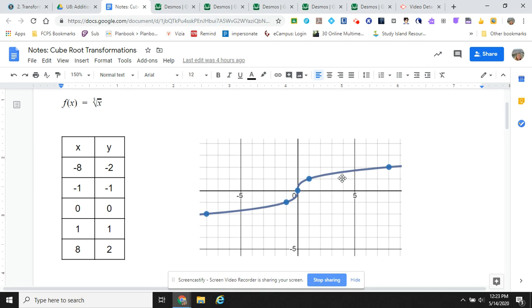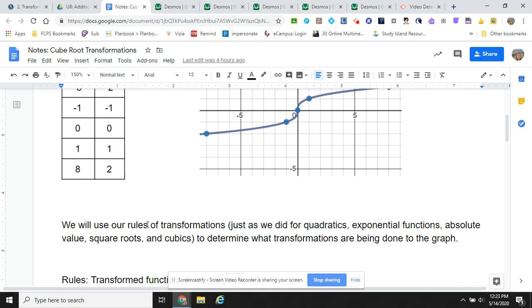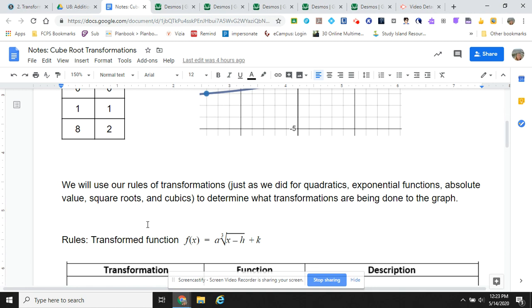So the only one that's different, or a couple that are different, the biggest one that's different for domain is going to be the square root function, because you can't have negative numbers there. So that's going to be the biggest thing with that moving forward into Algebra 2.